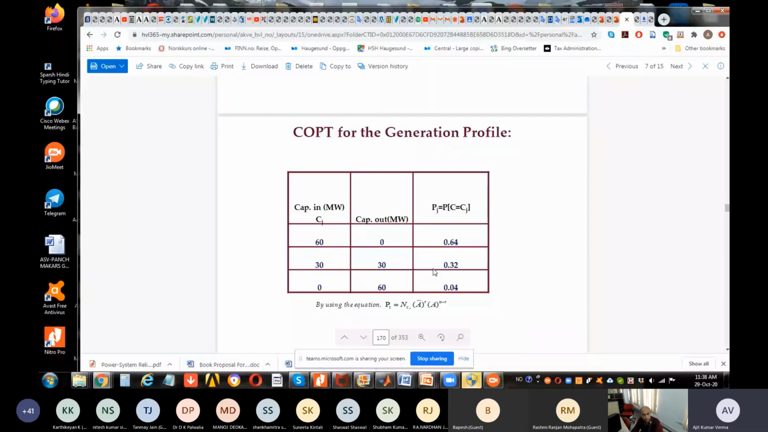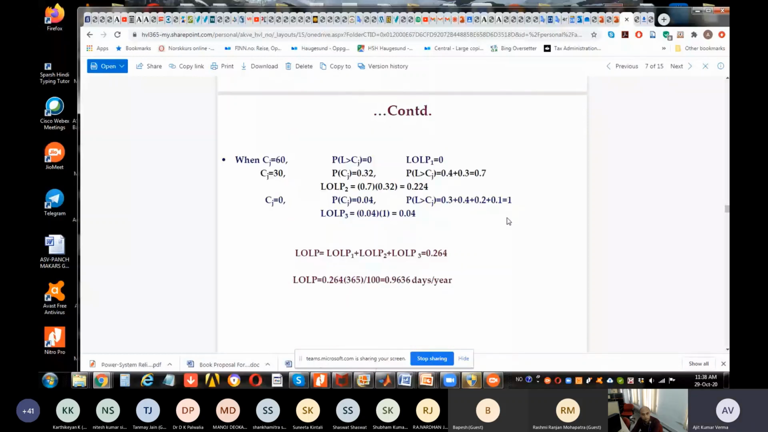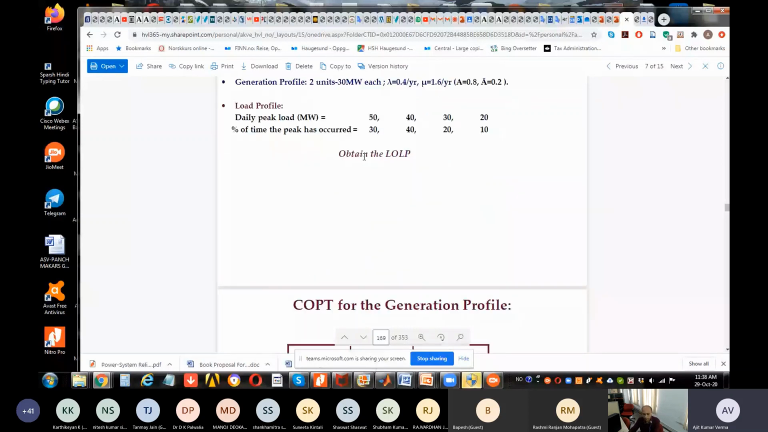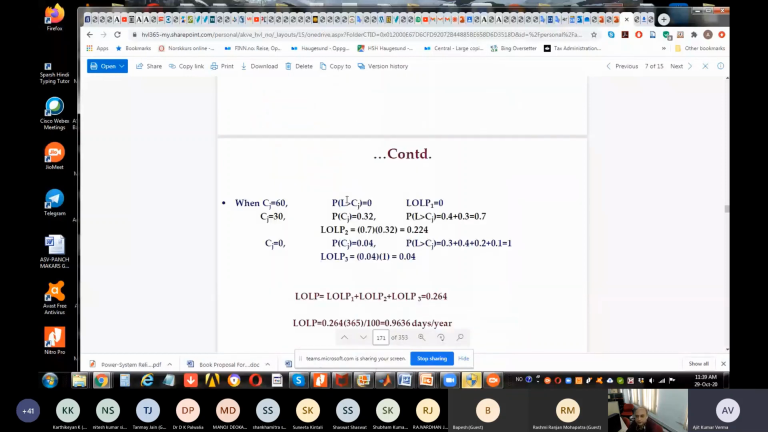Then when both of them are in, 0.8 into 0.8, that's 0.64. So this is the capacity outage probability table. Now we need to calculate the LOLP, and we know the load profile. You have three states of generating capacity: 0, 30, and 60. Let's see what happens when capacity is 60. Is there any chance that the load will exceed the capacity? The load profile shows it ranges from 20 to 50, so there is no way the load can exceed the capacity. Therefore, the LOLP is zero.